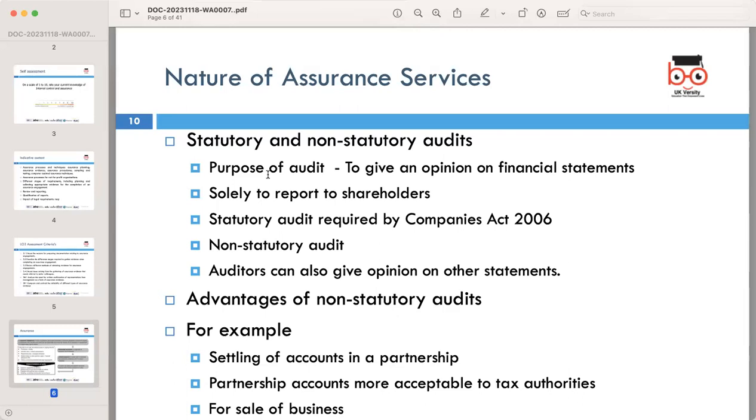Assurance services and audits are like the main punch of your business. They help businesses stay in good financial health. Statutory audits are like a mandatory checkup, and non-statutory audits are like the extra vitamins that can make a business even stronger.